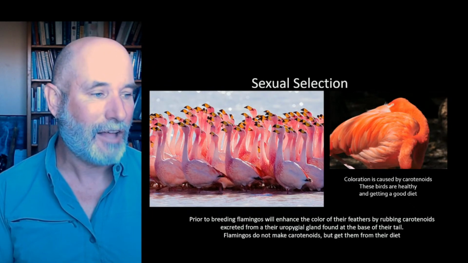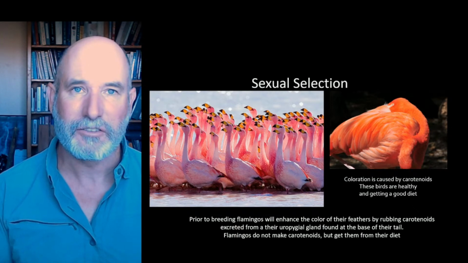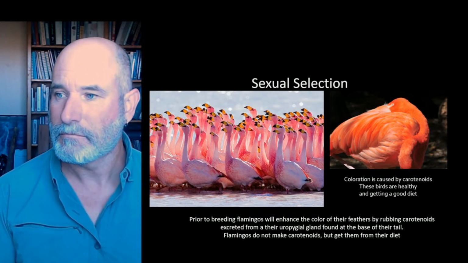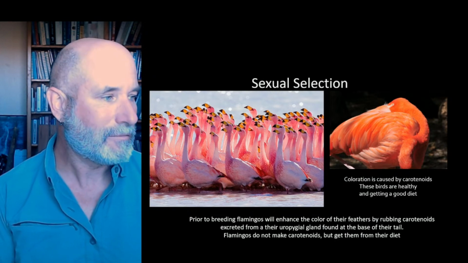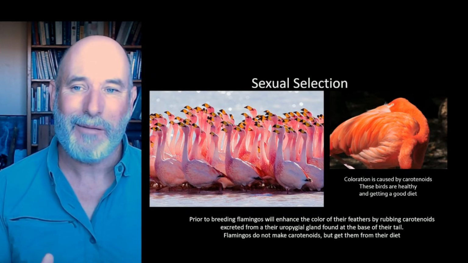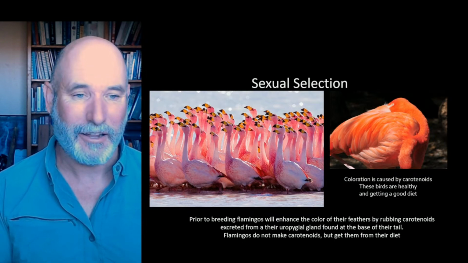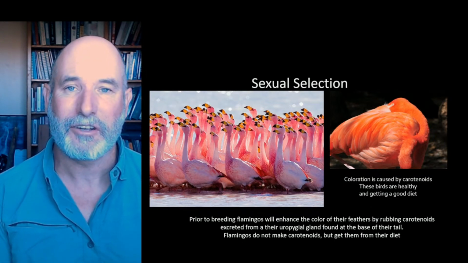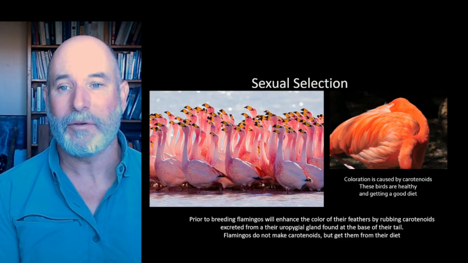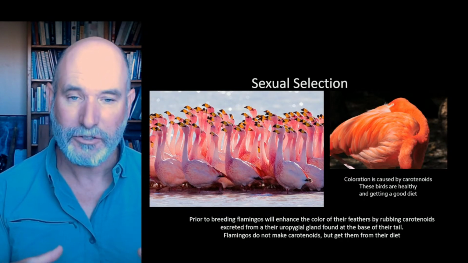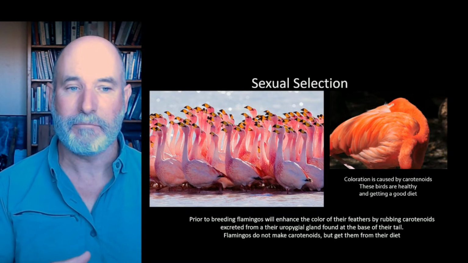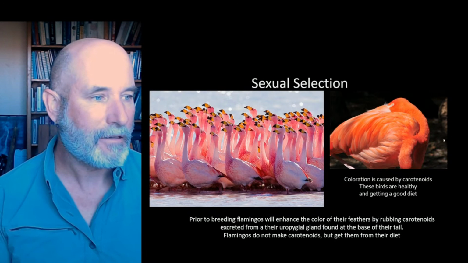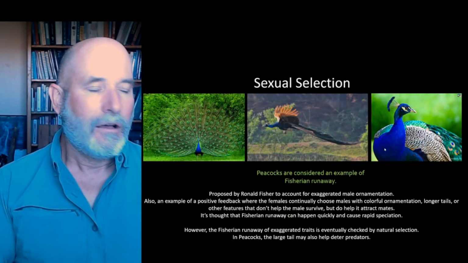Also, a lot of times in sexual selection, we see this ornamentation, and here are these flamingos. Flamingos, right? They're bright pink. And basically, these flamingos are enhancing their color. They're doing it by rubbing carotenoids that they get from their parietal gland onto their feathers, making them more brightly pink.